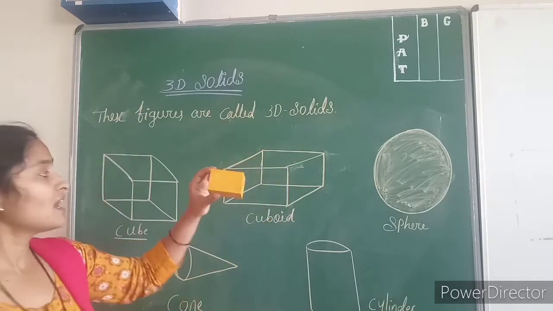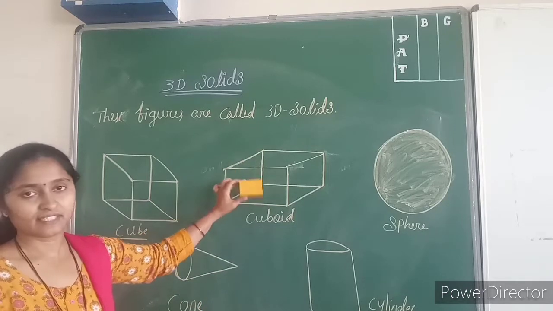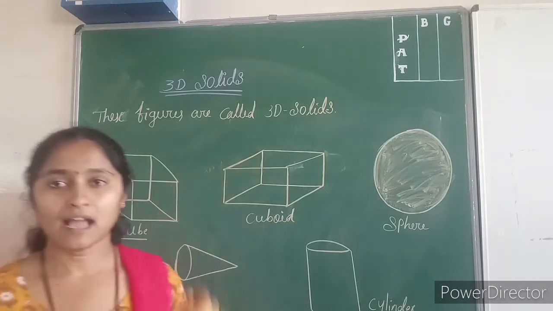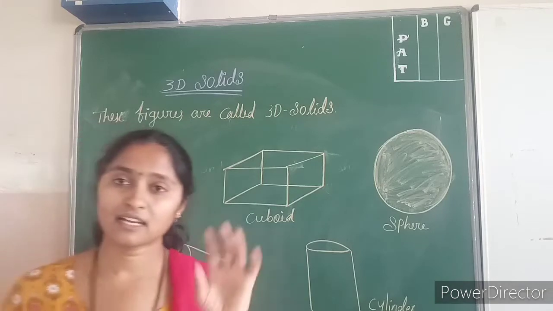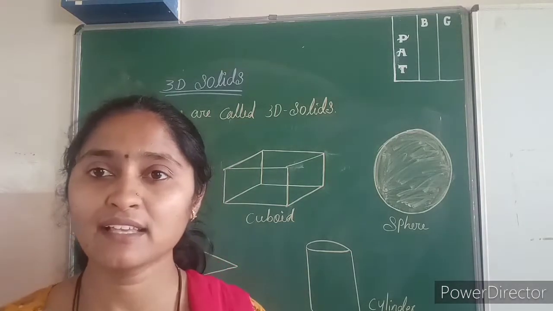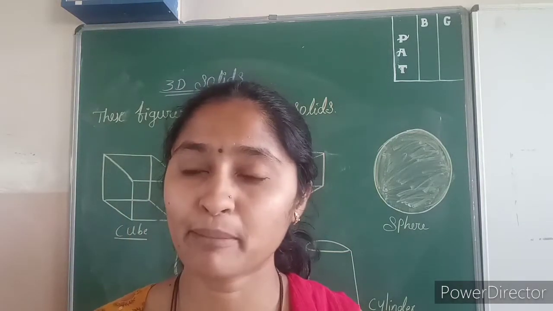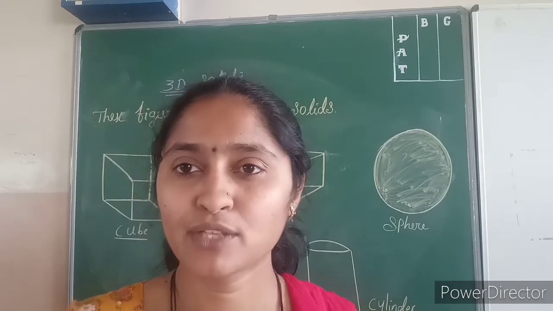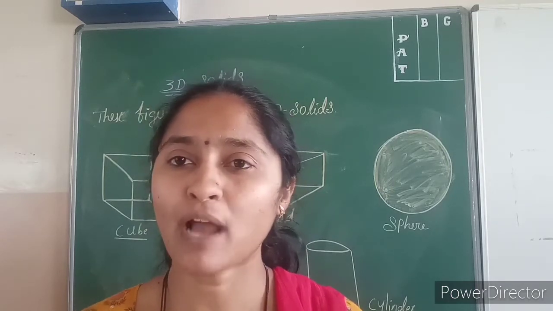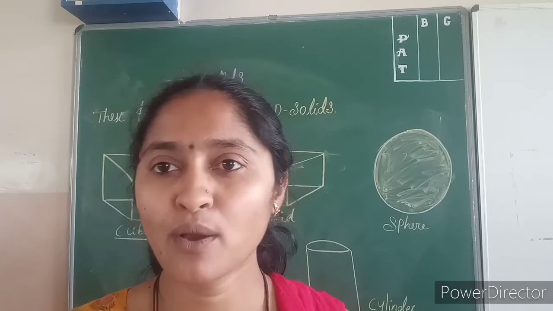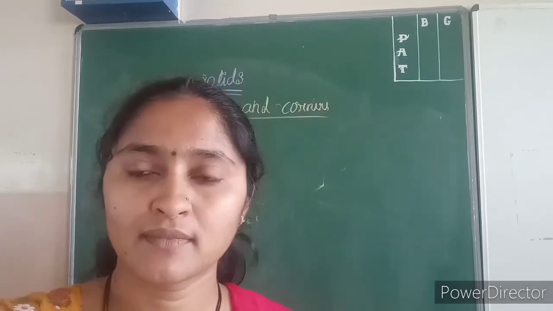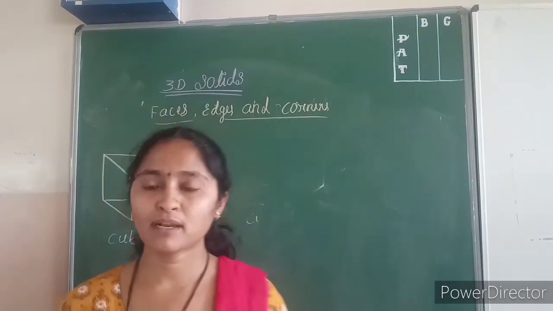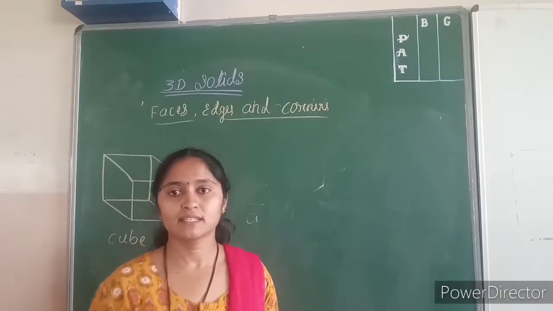Very good. It's a cuboid. And for sphere, cricket ball. You play cricket? Yes. So that ball is the example for sphere. So now students, let's learn more about these 3D solids one by one.